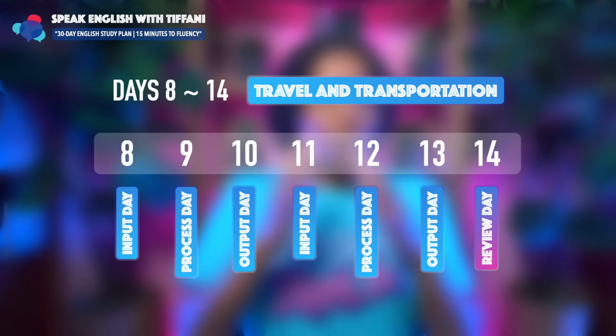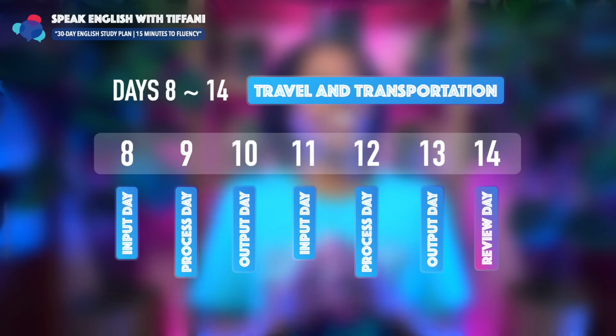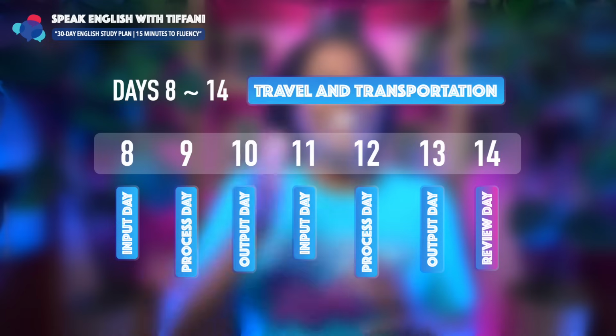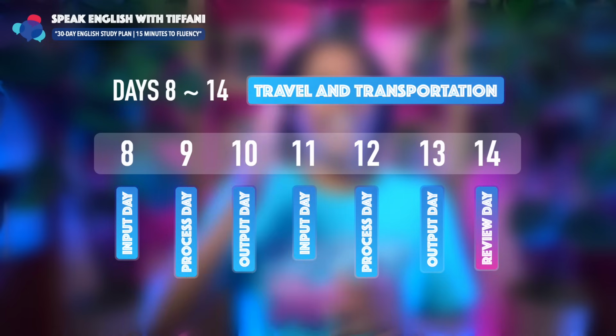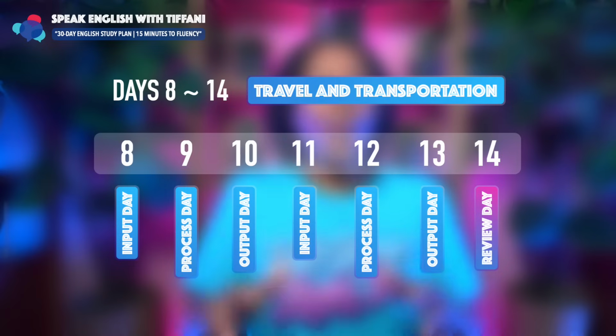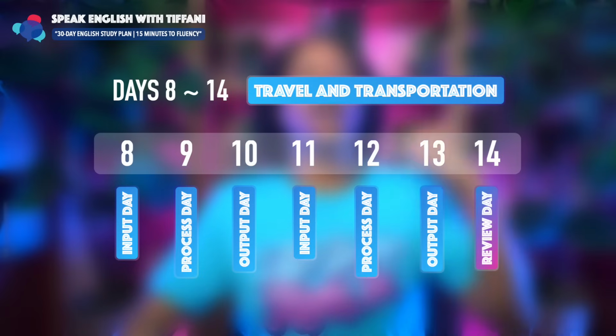Again, we're creating our 30-day English study plan, and it's successful and effective because each of the 4 activity types have been included. So days 8 to 14, this is what it will look like. Travel and transportation. Day 8 will be input. Day 9, process. Day 10, output. Day 11, input. 12, process. 13, output. 14 is going to be a review day. You see what's happening, right? We have this pattern we're following.